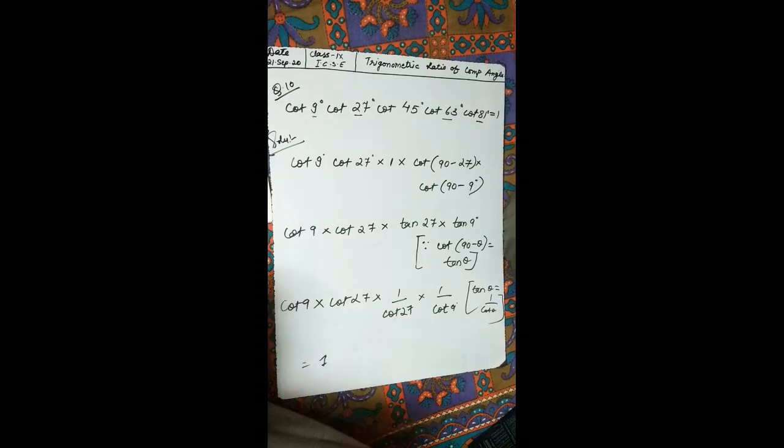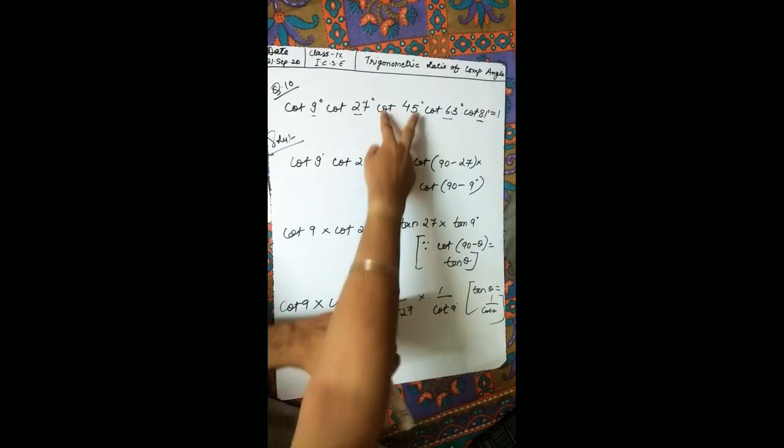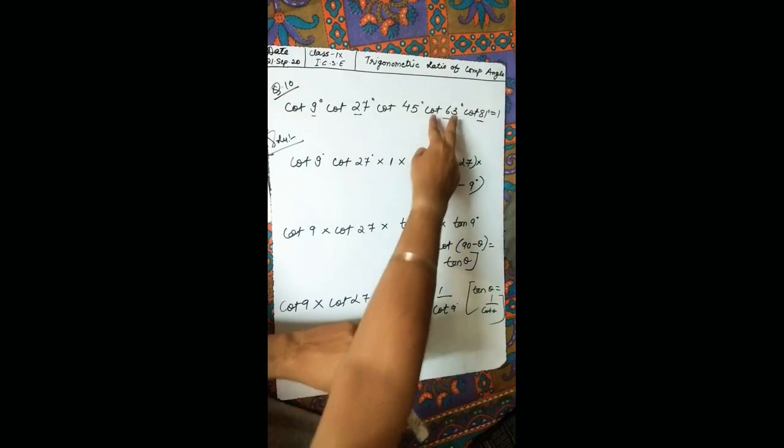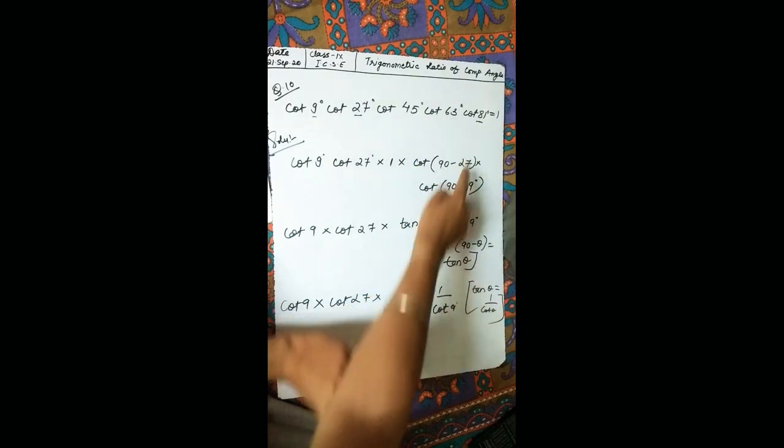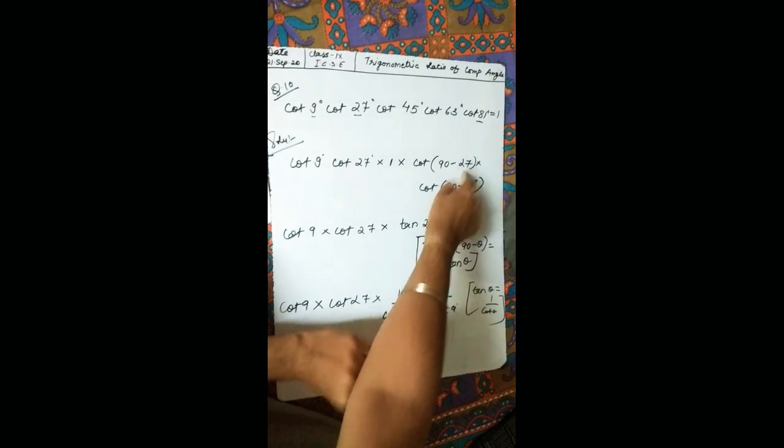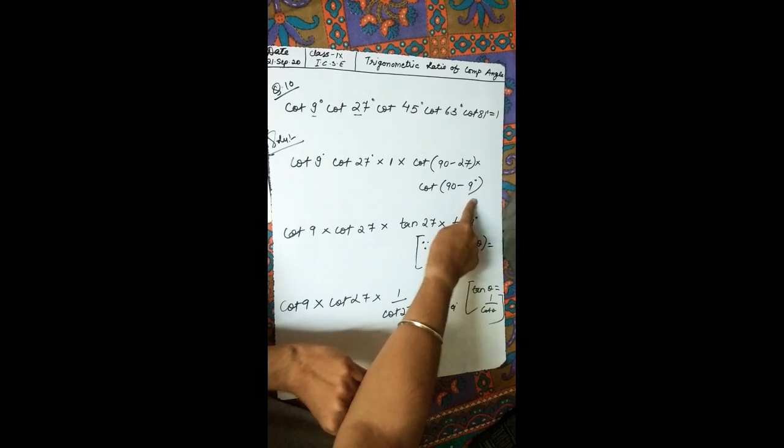So let us do this. This is how we go. They both are as it is. Tan 45 is what? 1. Then tan 63: the 63 first I will write as 90 minus 27, and this 81 as 90 minus 9.